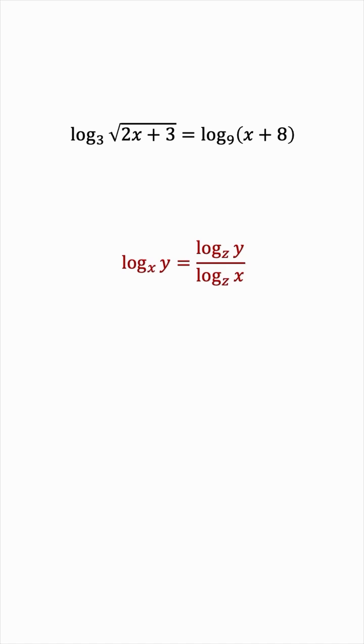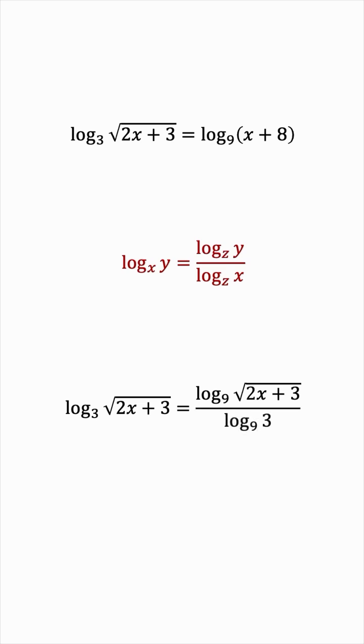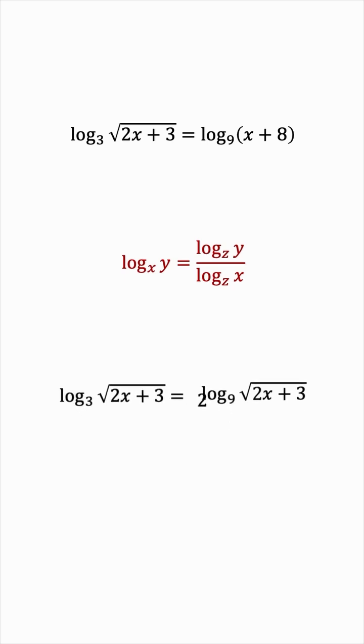Okay, so let's do this to the left-hand side of the equation. We can change the base to 9 by doing the desired change, and then dividing by log base 9 of 3. What power should 9 be raised to get 3? 3 is the square root of 9, so 9 should be raised to 1/2 to get 3. Dividing by 1/2 is like multiplying by 2.